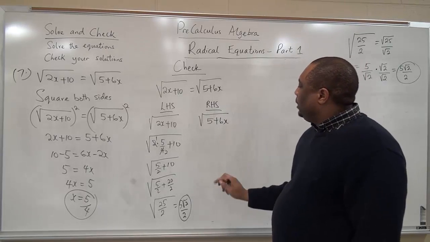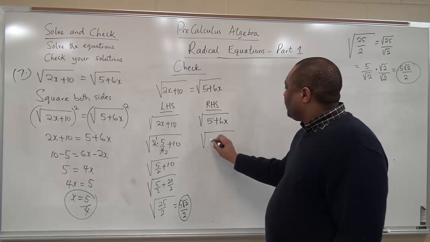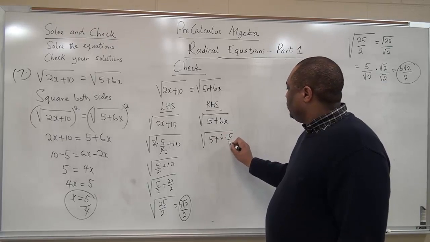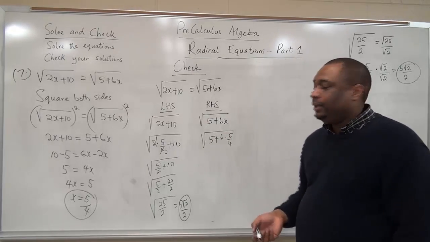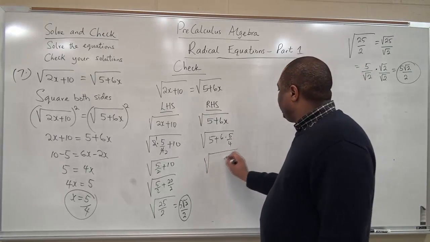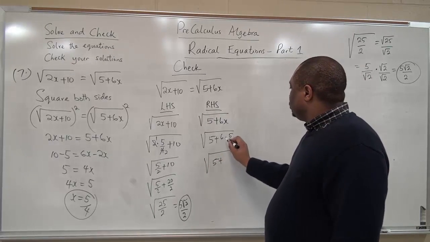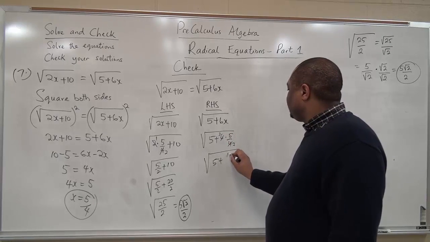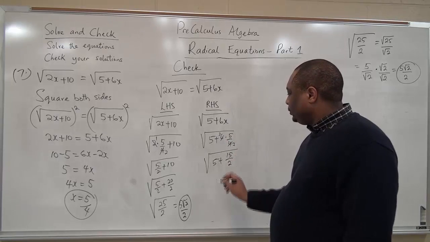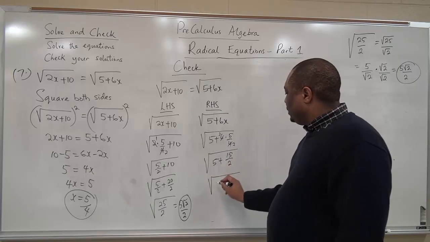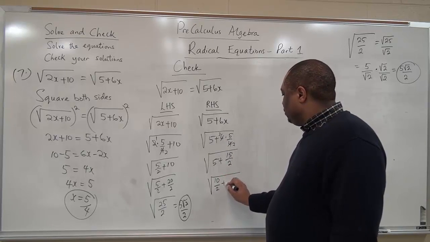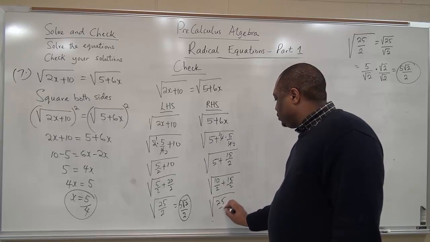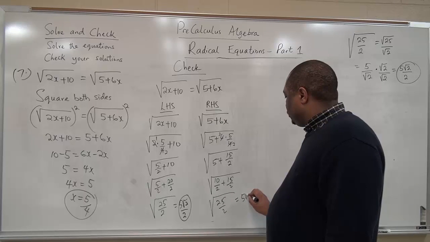Okay. Here, let's fix it. This is 5 plus 6 times 5 over 4. Let's see whether we will get the same thing. So this is square root of 5 plus 2 into 6 is 3, 2 into 4 is 2, 3 times 5 is 15 over 2. So this is square root of 10 over 2 plus 15 over 2. And that is square root of 25 over 2, which is 5 root 2 over 2.